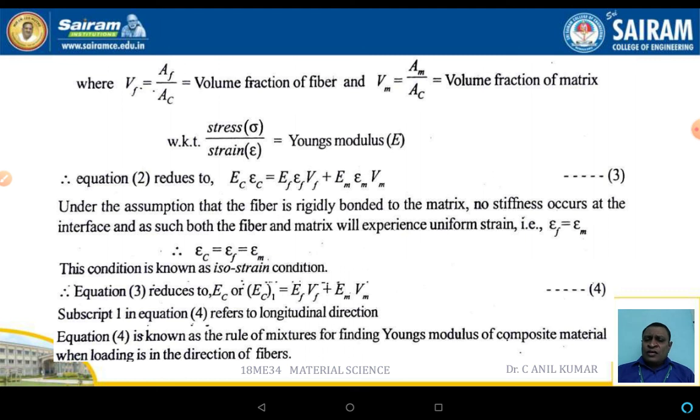With respect to the Young's modulus, we know that stress by strain is equal to Young's modulus. Equation 2 can be written as E_C epsilon_C is equal to E_F epsilon_F V_F plus E_M epsilon_M V_M. Under the assumption that the fiber is rigidly bonded to the matrix, no slip occurs at the interface, such that both the fiber as well as the matrix experience a uniform strain, so epsilon_C is equal to epsilon_F is equal to epsilon_M. The strain in the composite is equal to the strain in the fiber and also the strain in the matrix. Therefore, equation 3 can be written as E_C is equal to E_F V_F plus E_M V_M. This is a generalized equation with respect to the Young's modulus of the composite.